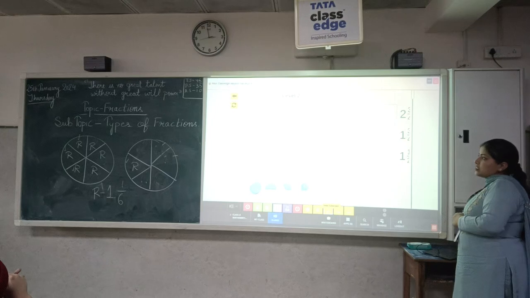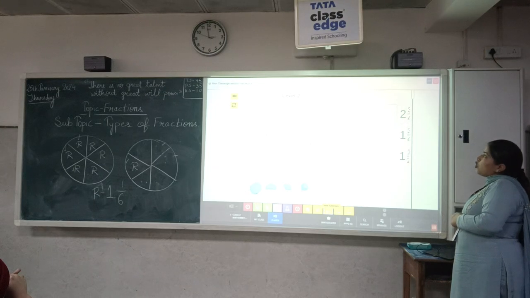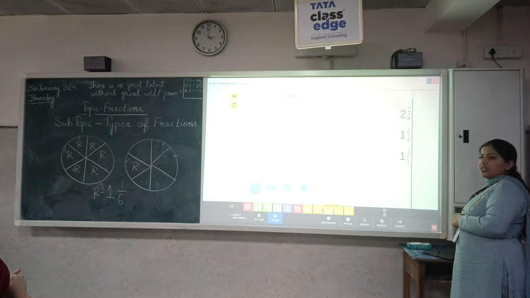Yes, can you see this level? Now the fraction here is given as 2 and 3/4. So how many whole numbers are there? How many whole numbers are there? Two.